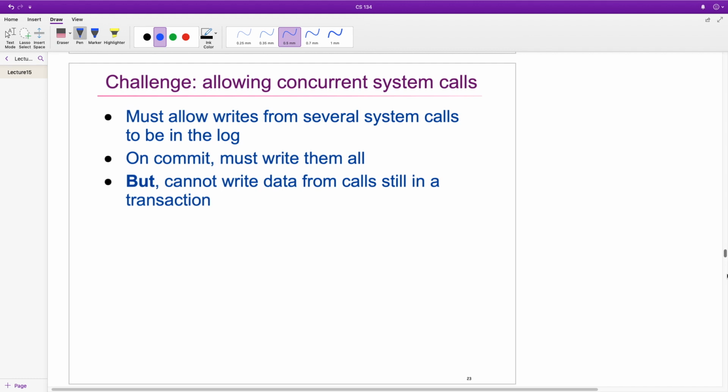Okay? It must be different processes, right? So with respect to a single process, when it makes one system call, that's one transaction, and that's done. And when it makes another system call, that's another transaction. So what we want to do is we want multiple system calls to be in the log. How many? Do we have to come up with a limit? Or could we have an unlimited number?